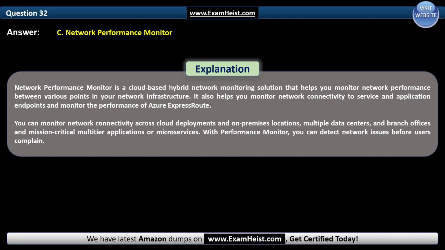You can now monitor network connectivity across cloud deployments and on-premises locations, multiple data centers and branch offices, and mission critical multi-tier applications or microservices. With Performance Monitor, you can detect network issues before users complain.